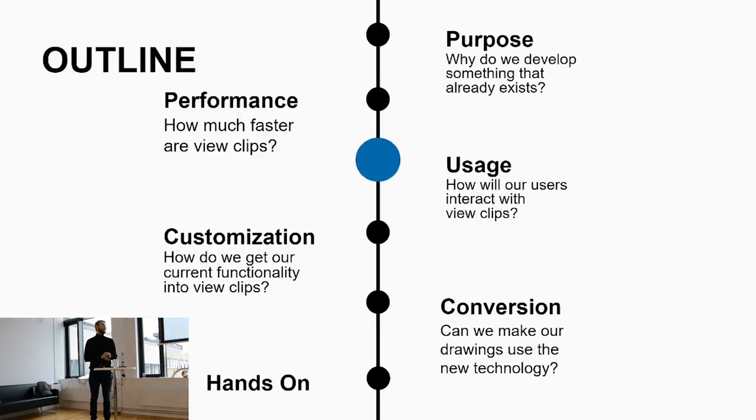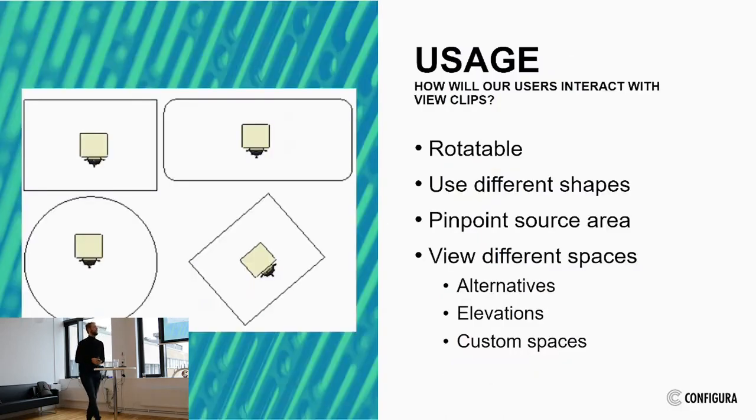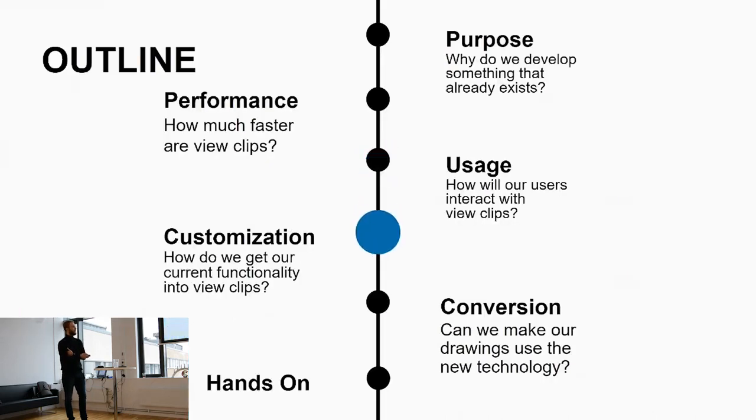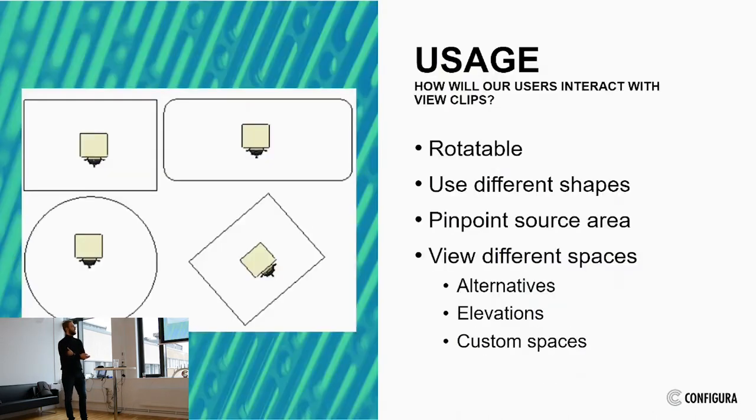So, how will our users interact with view clips? They will be able to rotate them. Here, rotate is supported. They can now use different shapes as well. So we have rounded rectangles, circles, etc. We will later on add support for custom, like define your own shape kind of thing.